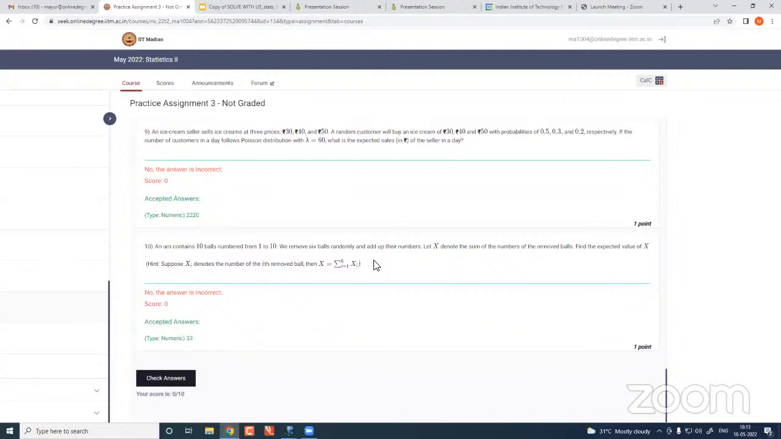Any of the combinations. Out of the 6 taken, correct. I'll have 1 out of one combination. 1, 2, 3, 4, 5, 6 is one combination out of, I'll have 10C6. That's correct. That is the probability.